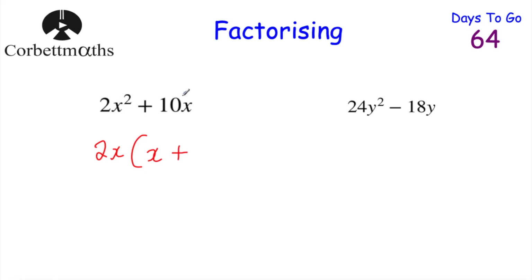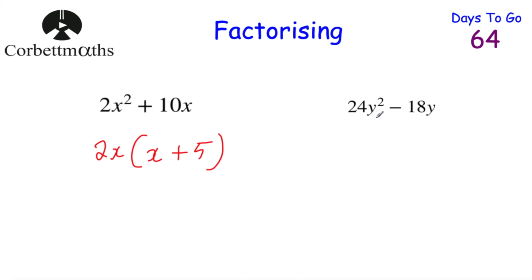And then we've got our plus, and now we're going to divide 10x by 2x. Well, we've taken our x out, and 10 divided by 2 is 5. And that's it. So if we were factorising 2x squared plus 10x, the answer would be 2x, and then open brackets, x plus 5, close brackets, and you've got that. Well done. Okay, let's have a look at our last example.